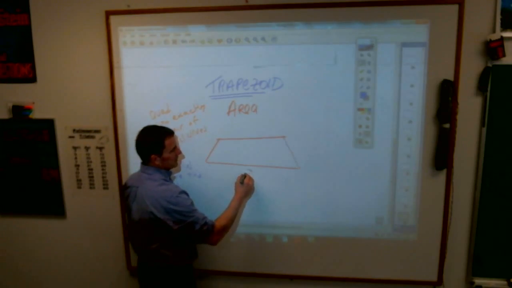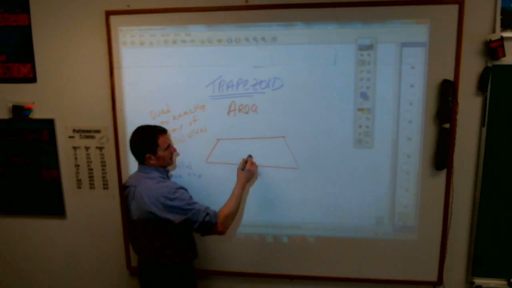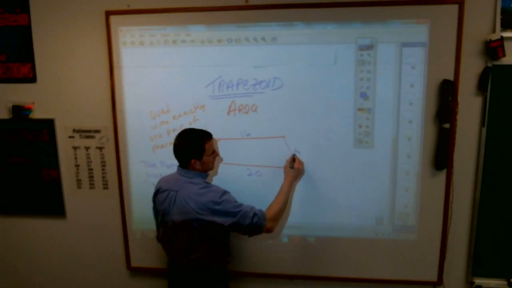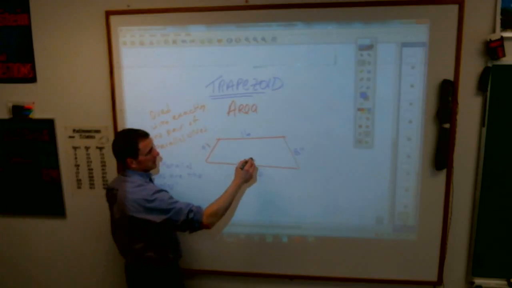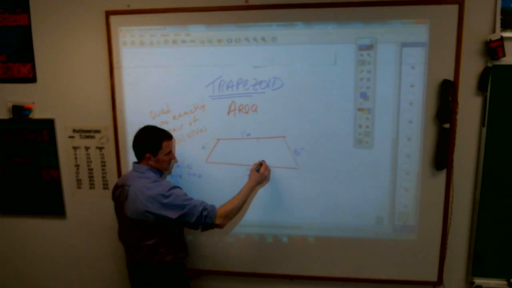Let's say this is 20 inches. Let's say this is 16 inches. Let's say this is 8 inches. And let's say this is 9 inches. And let's say this little dash line here is 7 inches.